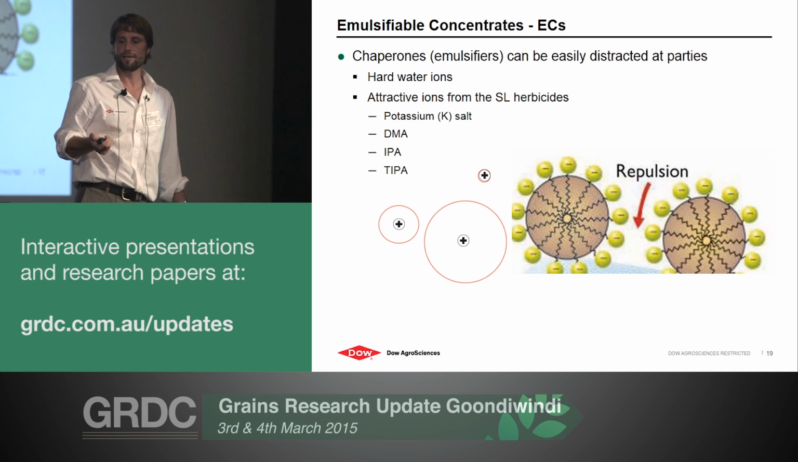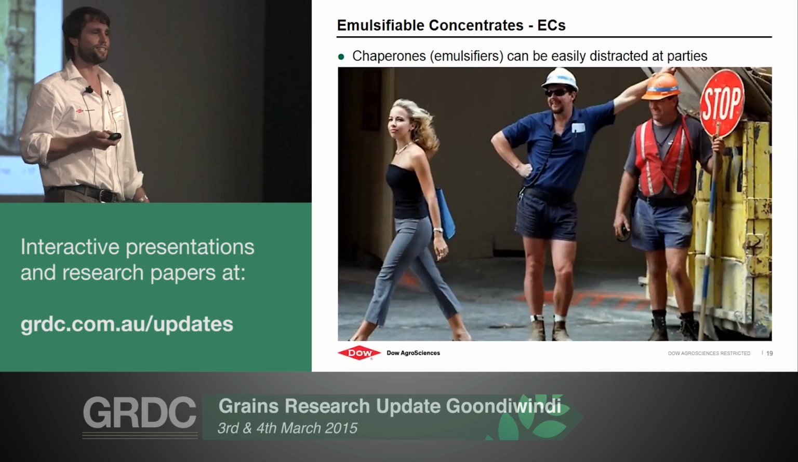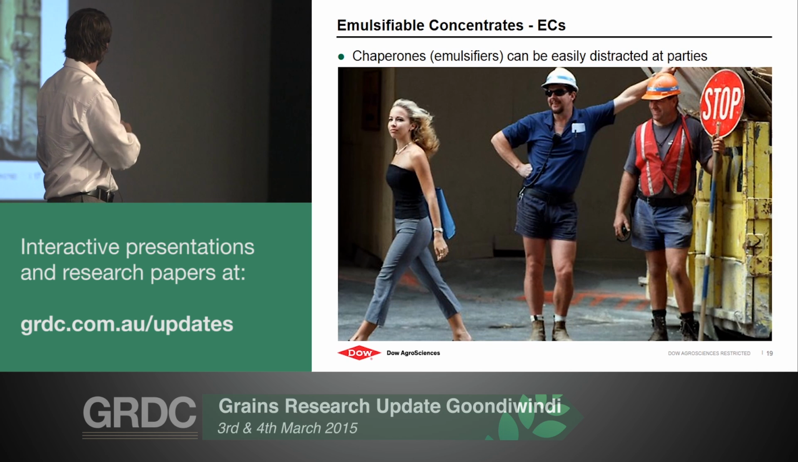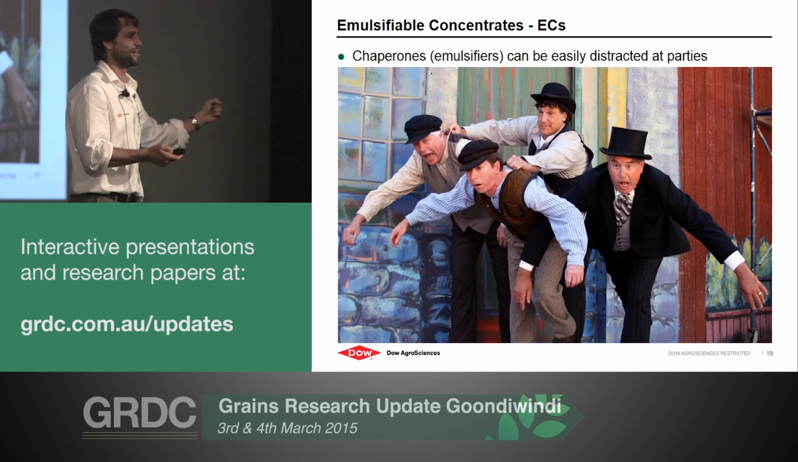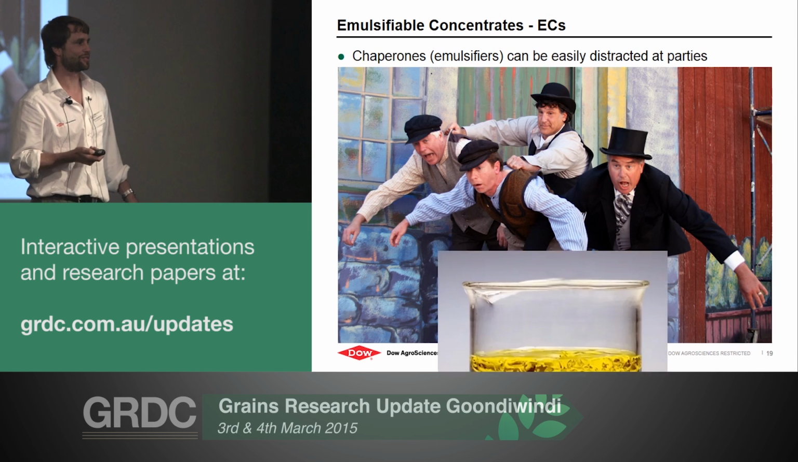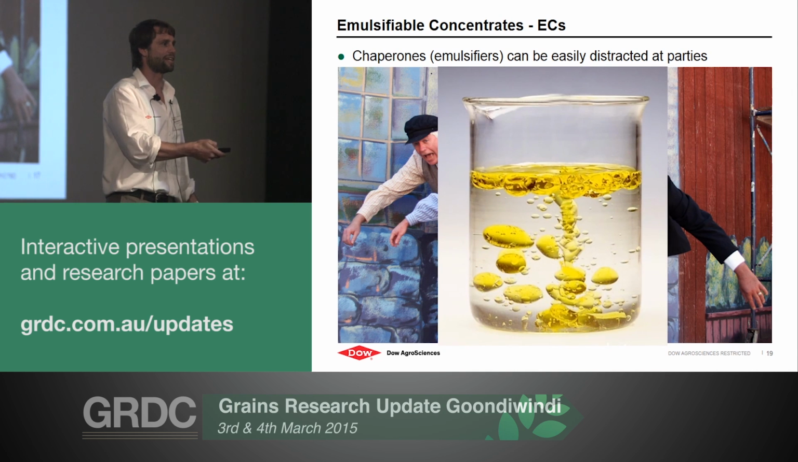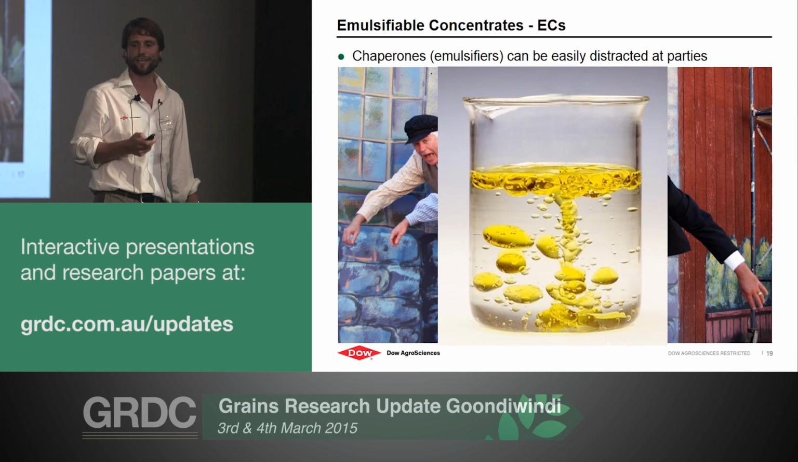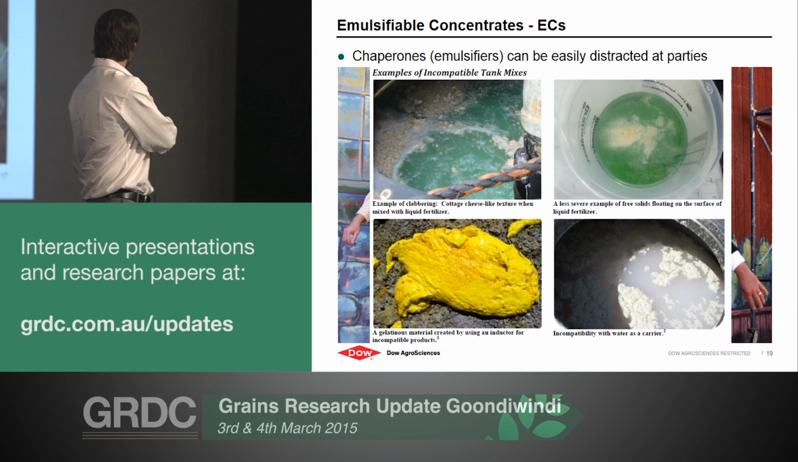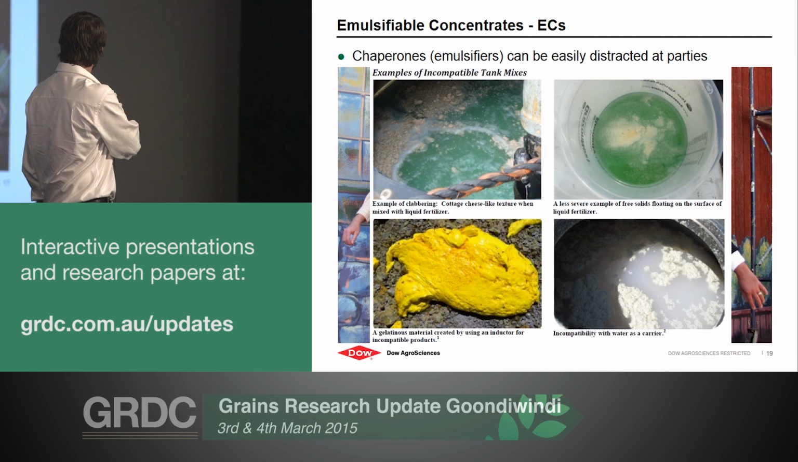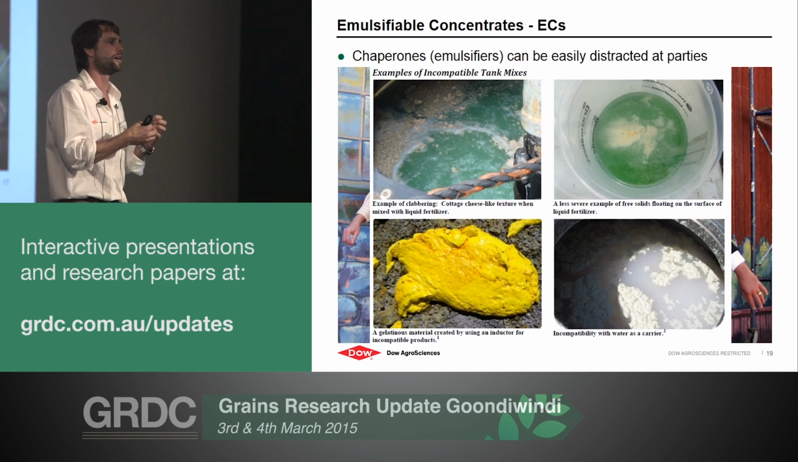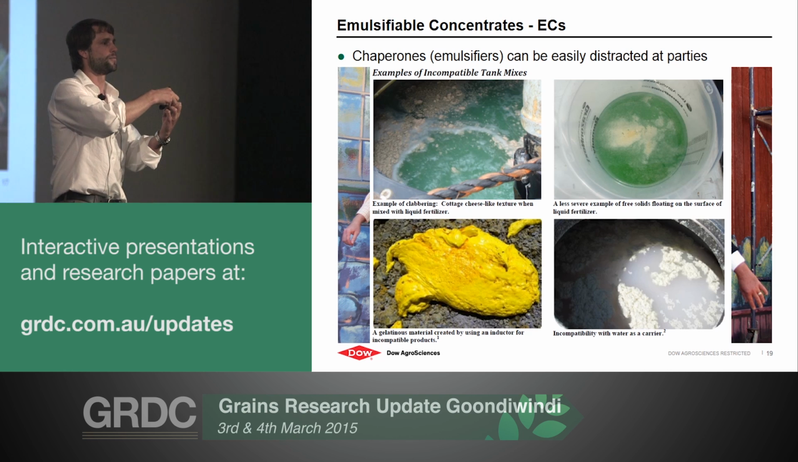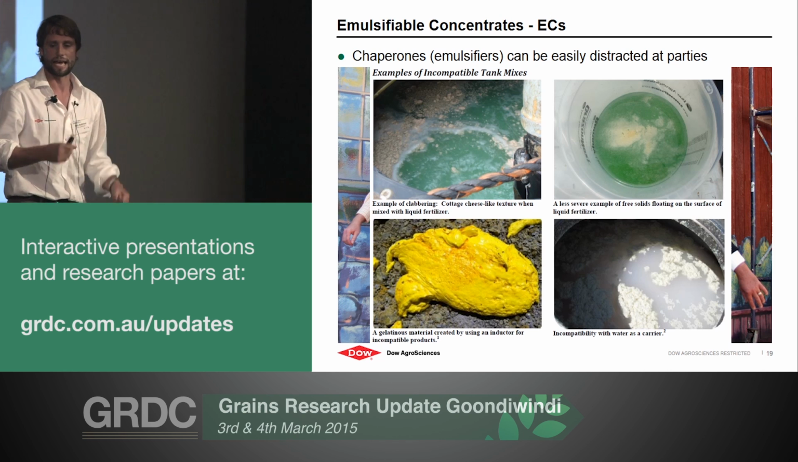So at our party, you have your chaperones, they get distracted by an attractive ion, a load of oil escapes, they get kicked out of the party, and the oil starts coming out. And if anyone's seen anyone get kicked out of a party, it's never that pretty, it looks like that. So this is what happens typically, something like this or cottage cheese, when an EC starts falling apart: the cross-linking of the emulsifiers causes a gel, and it's a mess.